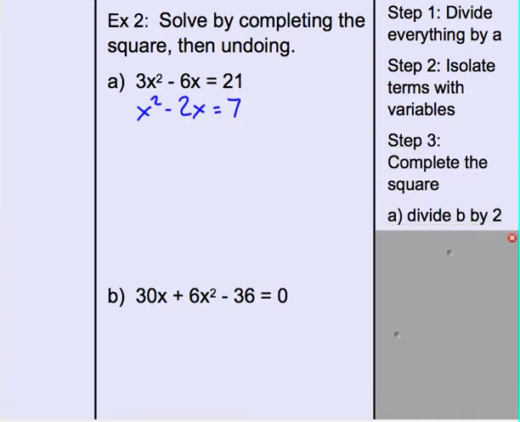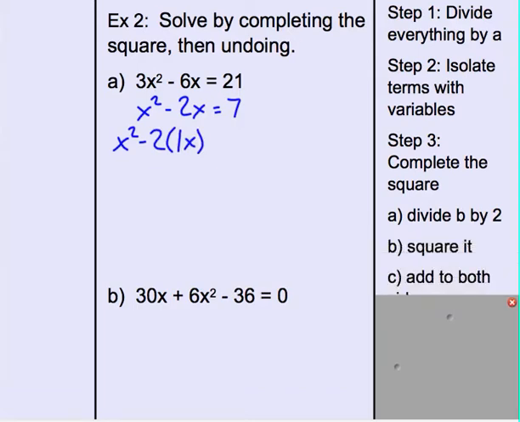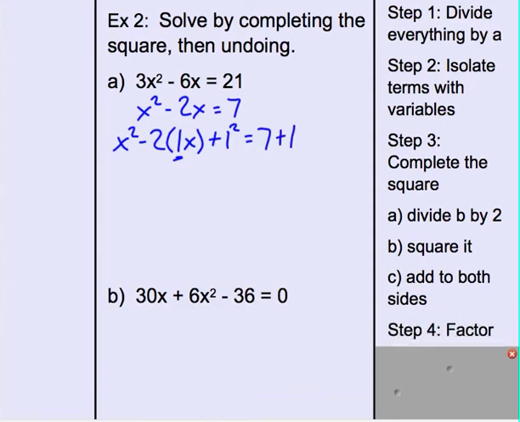So our first step is to divide the b term by 2. And then we square that value and add it to both sides. So the 1 that I got when I cut the 2 in half is what I square and add to both sides. Remember, with completing the square, you don't want to think when you factor. You just factor it. We forced it into the perfect square trinomial.